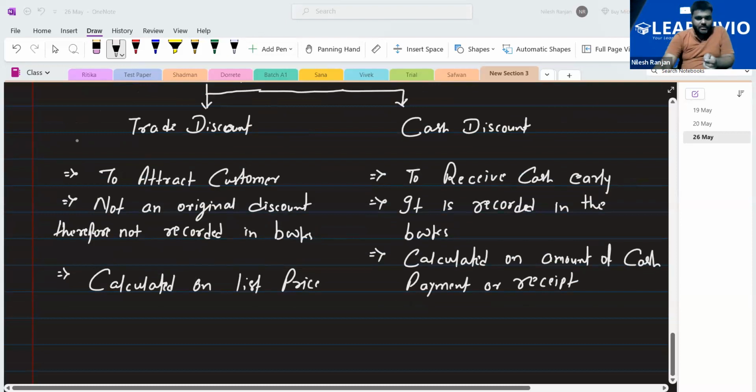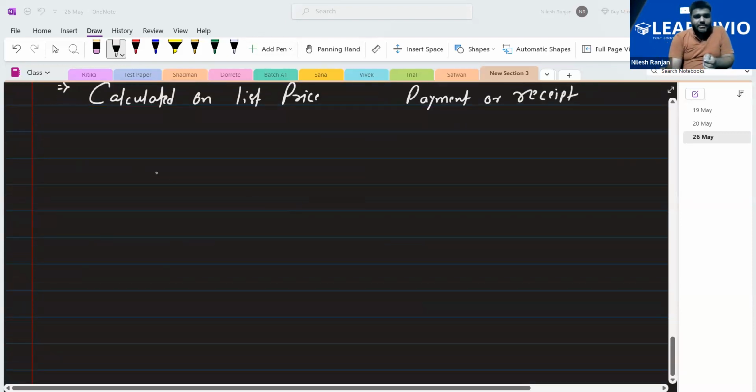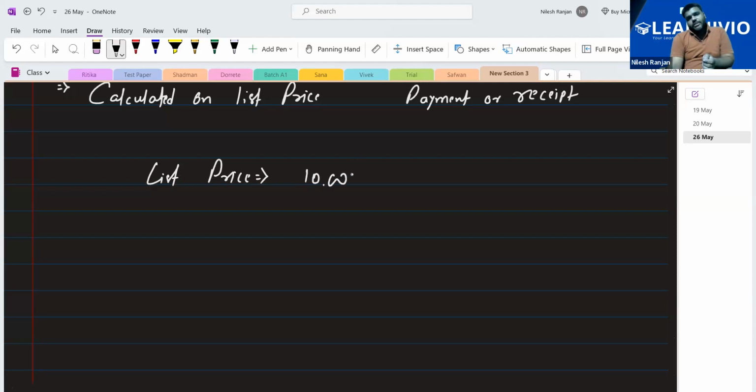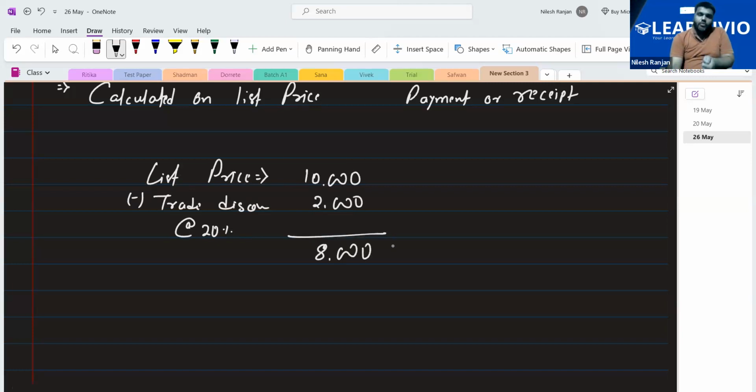So I'm taking an example. Let's say the list price of any product is 10,000, and you are giving flat 20% off. So it is trade discount 20%. 20% means 2,000. So the balance amount is 8,000. Now you will charge every customer 8,000 because you are giving flat 20% off.